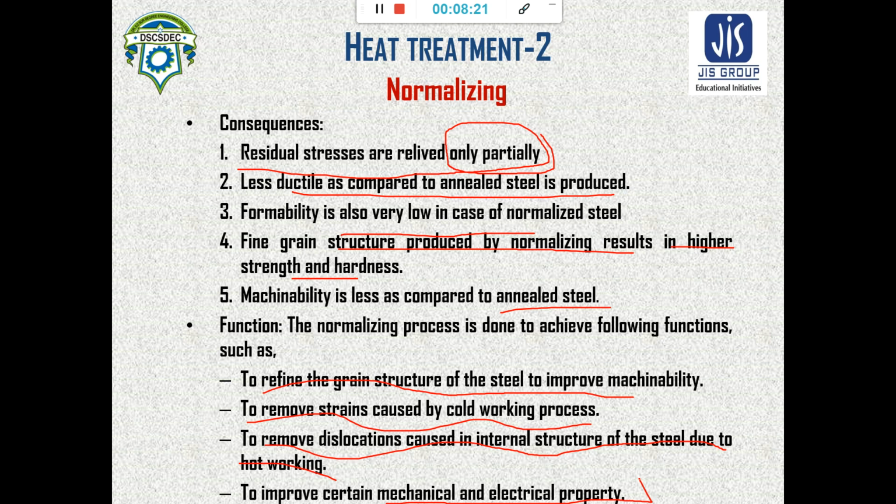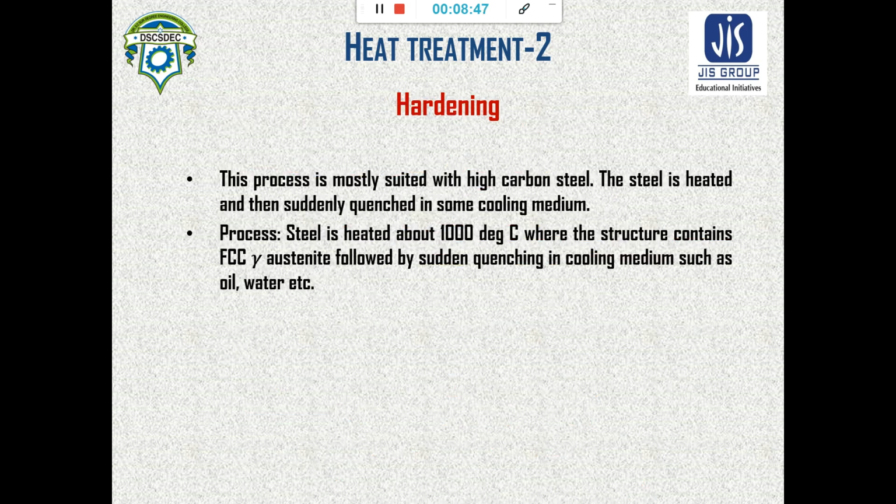So the main reason is to refine the grains. Secondly, to remove the strains. Third, to remove the imperfection. The dislocation is a type of imperfection. So if we want to remove the crystal imperfection or internal structural imperfection from the workpiece or the material, that can be removed by the normalizing process.